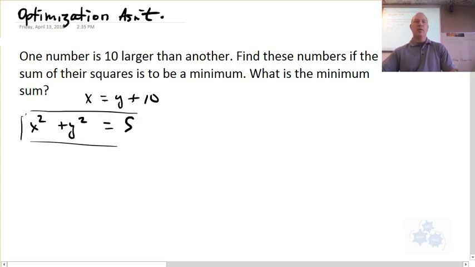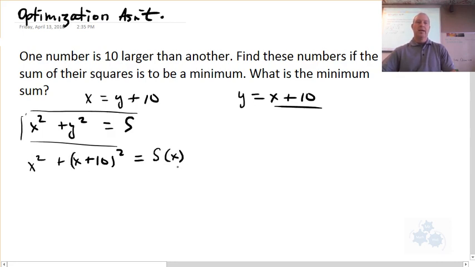So I like working with x too. So let's say that y is x plus 10, right? And we'll say that x is going to be the smaller number then. So we have x squared, and what does y equal now? Well, y equals x plus 10. So we're going to let that squared as well. So this is now the sum explicitly defined in terms of x.